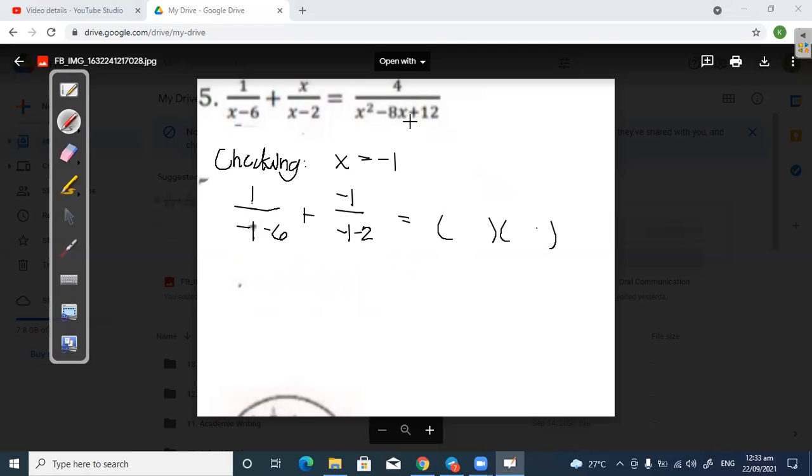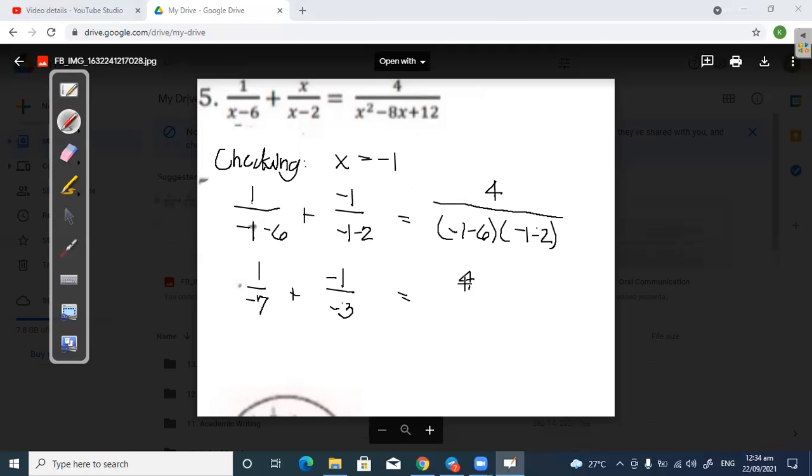Pwede natin gamitin yung factor dito. So, ano ulit yun? X minus 6, x minus 2. So, parehas lang din dito. Negative 1 minus 6, negative 1 minus 2. Okay, so 1 over negative 1 minus 6, that is negative 7, plus negative 1 over negative 1 minus 2, that is negative 3, and equal to negative 7 times negative 3 lang yan.